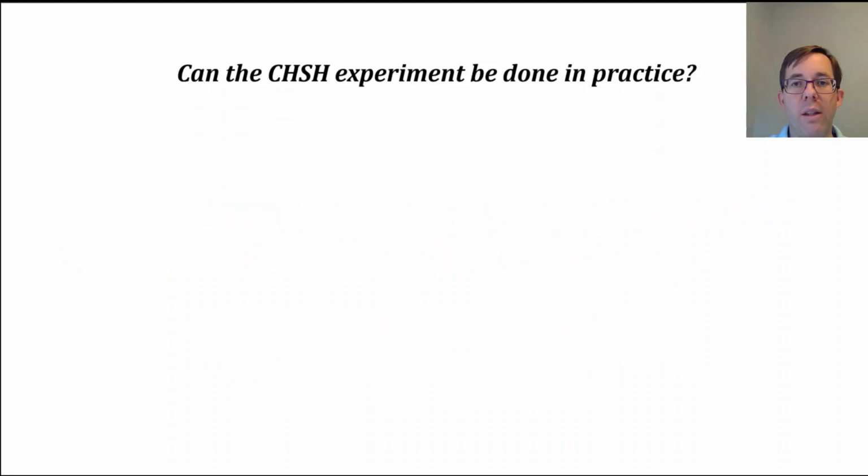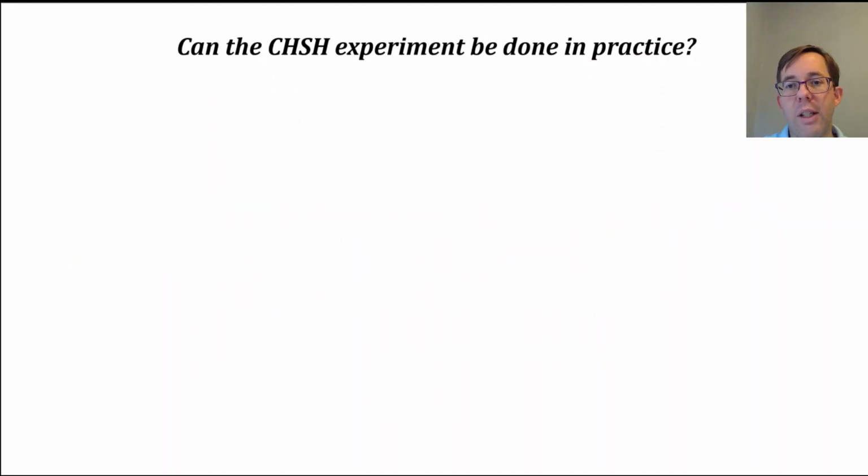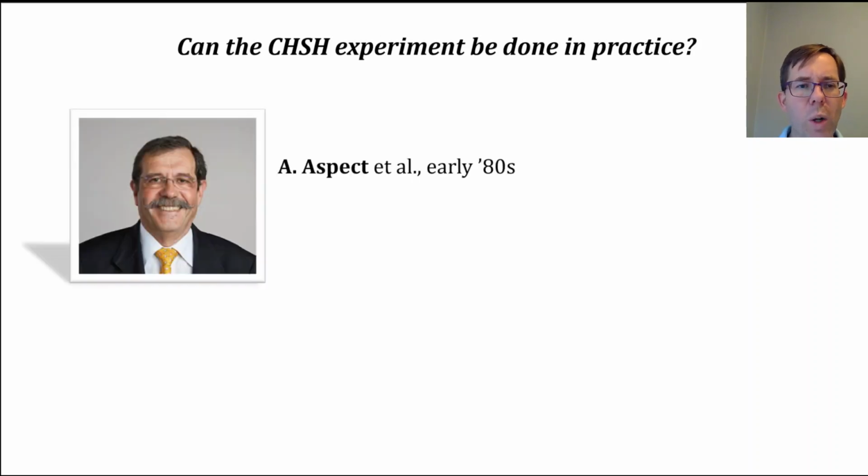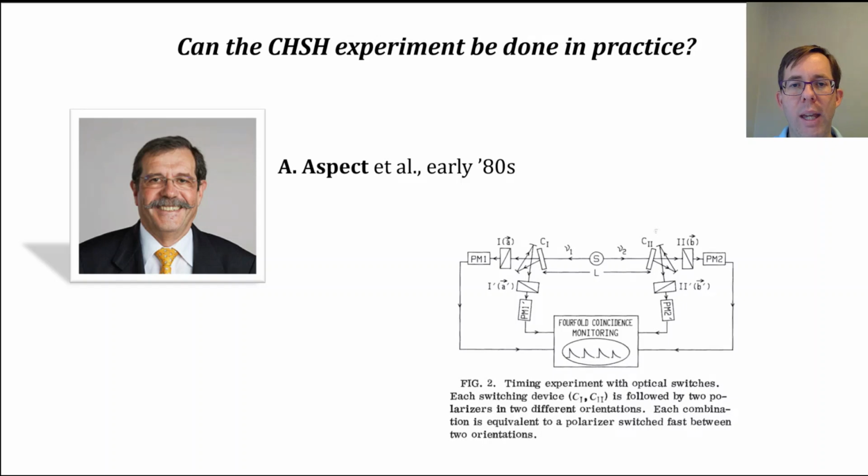Well, it turns out that the answer is yes. There were some limited experiments to do the CHSH and Bell type experiments in the 70s, but the first really good ones were done by Alain Aspect and colleagues in the early 1980s. That's a picture of him. It's a figure from one of his 1982 papers that shows the setup of the experiment.